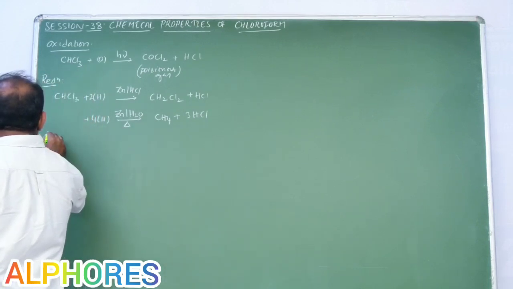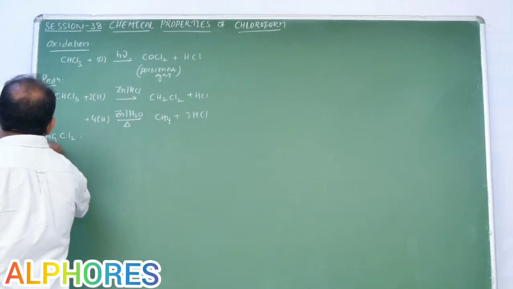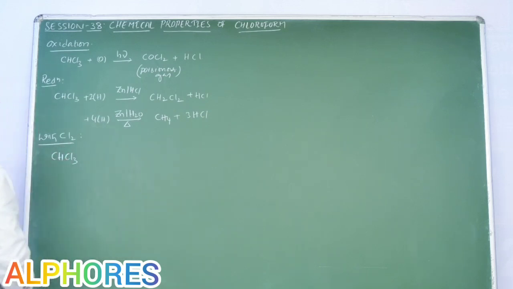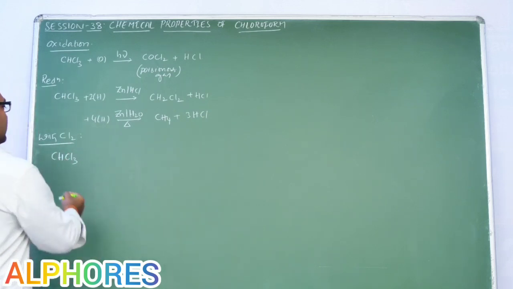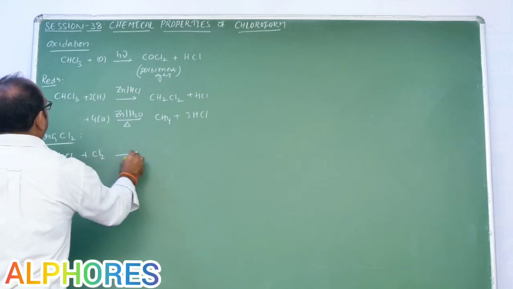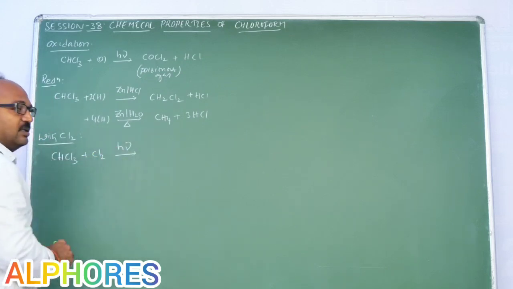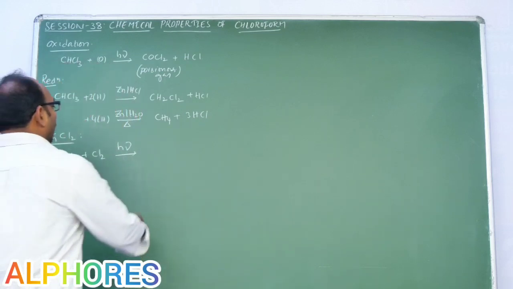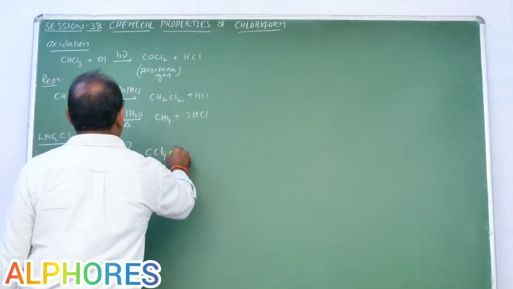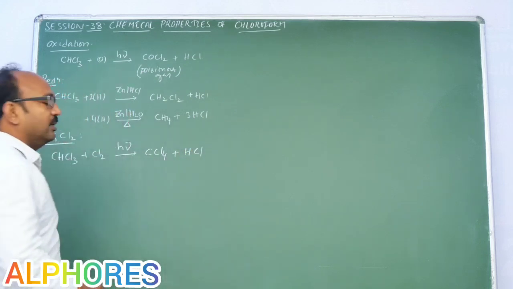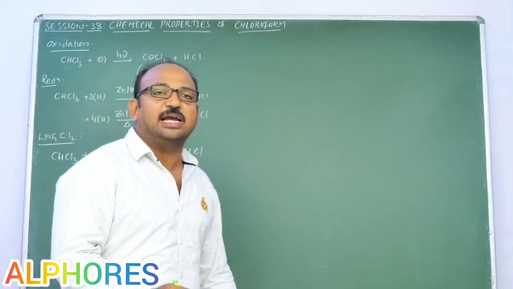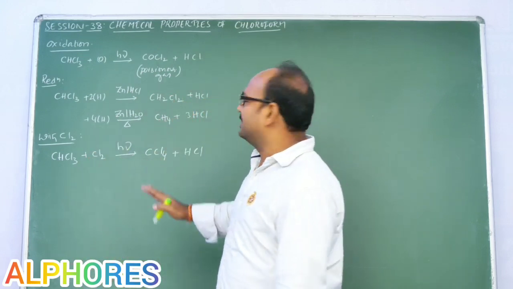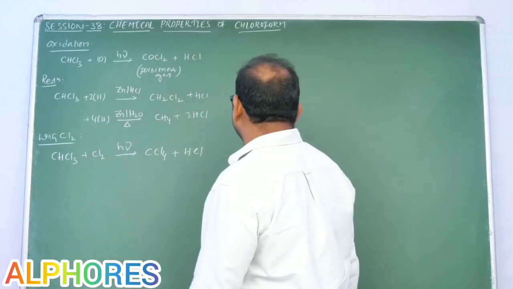Upon reaction with chlorine: chloroform is a trihalo derivative, a trihalomethane. Upon chlorination in the presence of sunlight, there is still one more replaceable hydrogen. That's why we get carbon tetrachloride and HCl as products. So chloroform upon reaction with chlorine in the presence of sunlight, by a free radical mechanism, gives carbon tetrachloride.